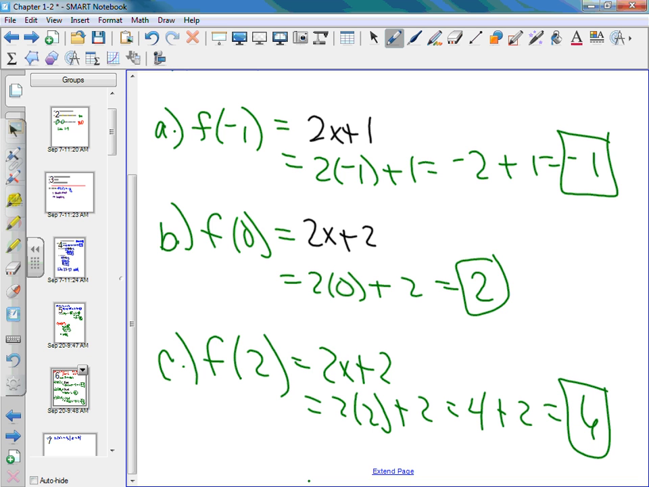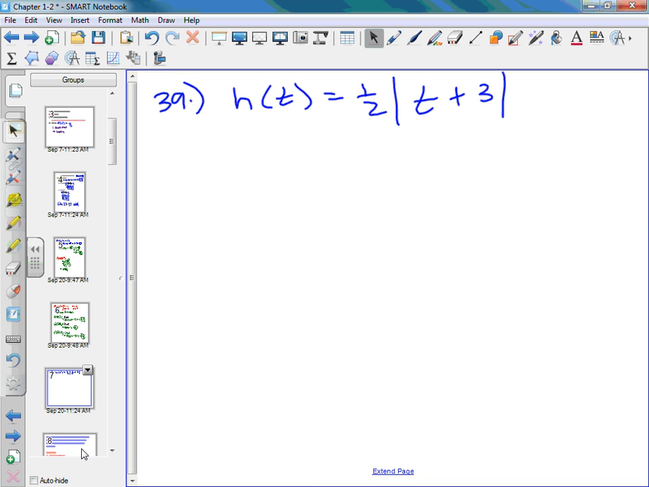Moving right along. The next type of problem is 39. Everybody get their books open to page 26. And on page 26, it says complete the table.